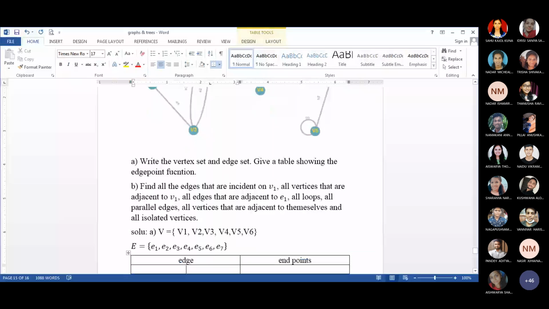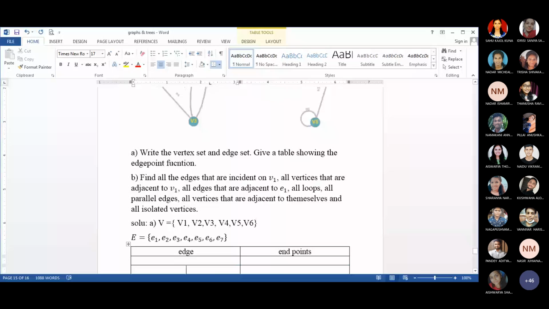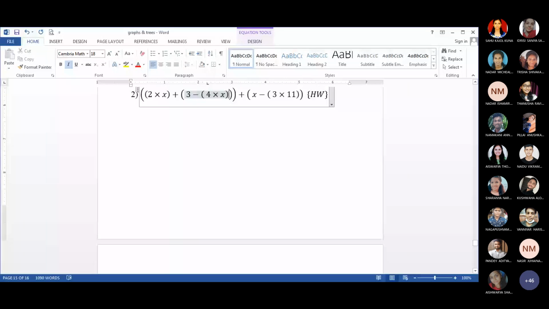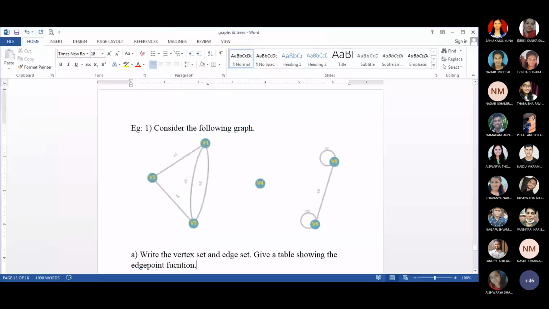ओके, तो नाउ ये टेबल बनाना है. टेबल में क्या करना है? वी हैव टू राइट डाउन द एज एंड द एज पॉइंट. तो फर्स्ट एज इसमें E1. तो बेसिकली E1 इज एन एज बिटवीन टू वर्टाइसेस, तो वो कौन से दो वर्टाइसेस है वो लिखना है. अभी यू कैन सी E1 is an edge between V1 and V2.